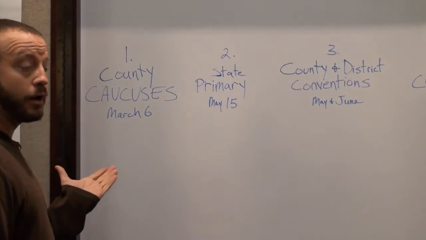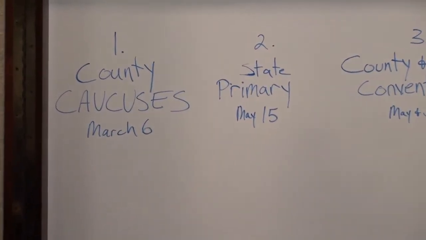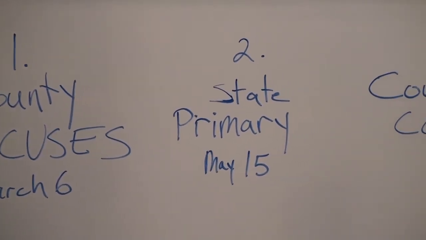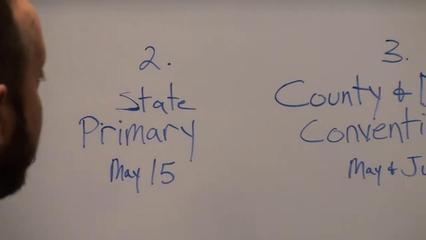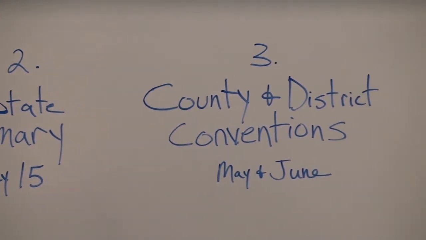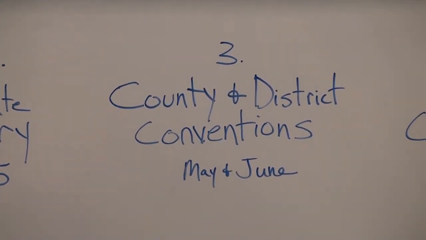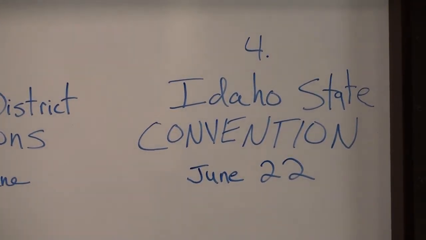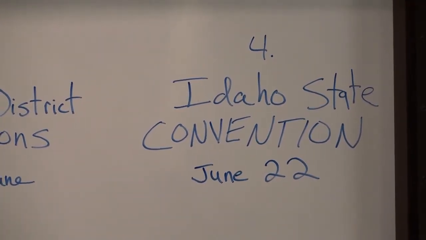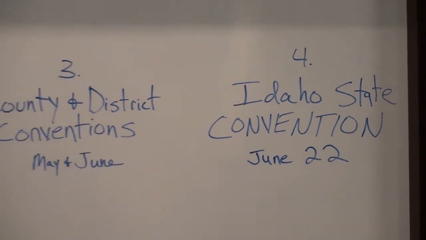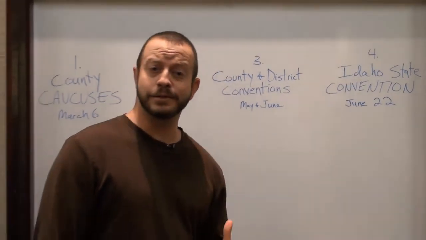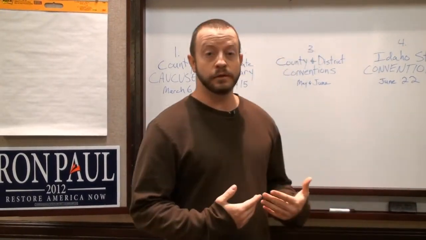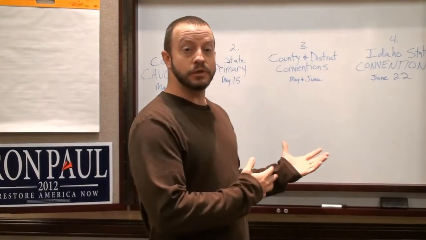First, we have the county caucuses, which are taking place on March 6th. Then we have the state primary, which takes place on May 15th. Then we have the county and district conventions, which happen in May and June. And then finally, the Idaho State Convention happening June 22nd, which will take place in Twin Falls, Idaho. Again, these are four separate events. Each one plays a little bit of a role in the delegate selection process. So let's go over each one of these and how they apply and what we can do to maximize our potential in each of these events.